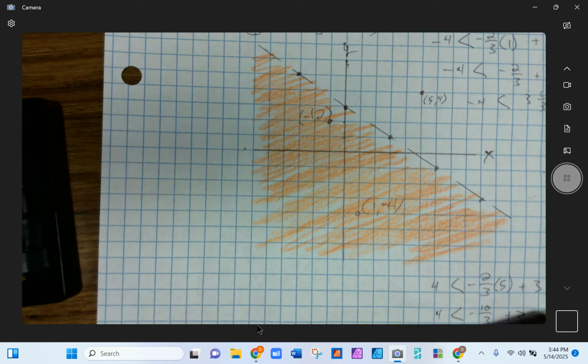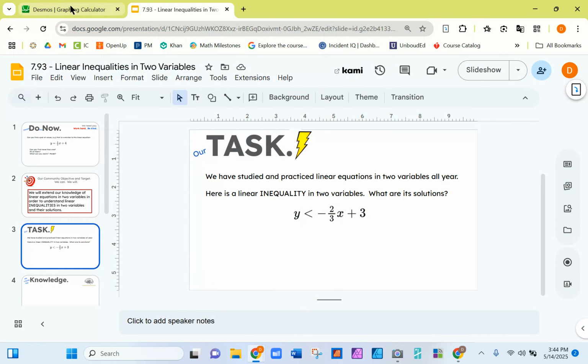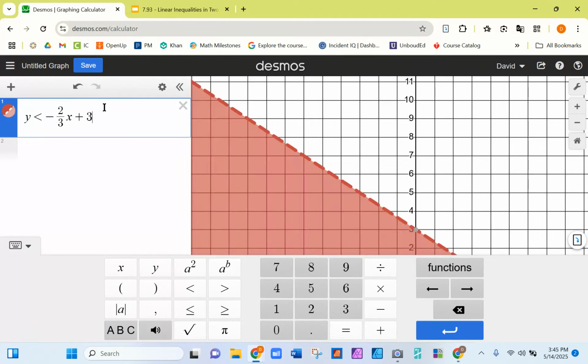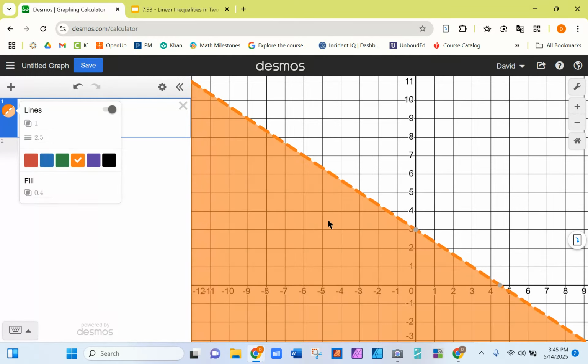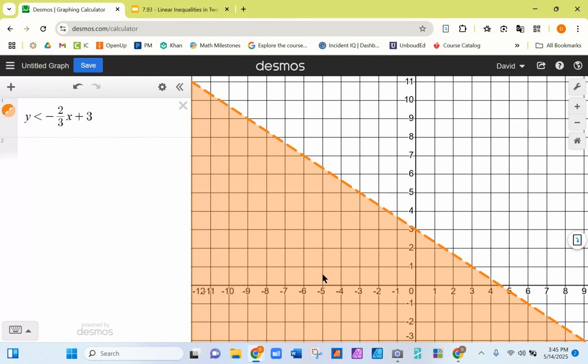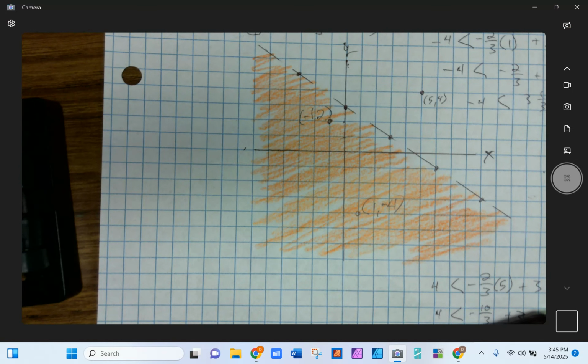So let's double check our math with the Desmos graphing calculator. y is less than -2/3 x + 3, and we get the exact same thing. I'm going to make it orange because that's what I got on my paper. So it's the exact same thing. Any point over here is a solution. Any point over here is not a solution. Okay. All right.